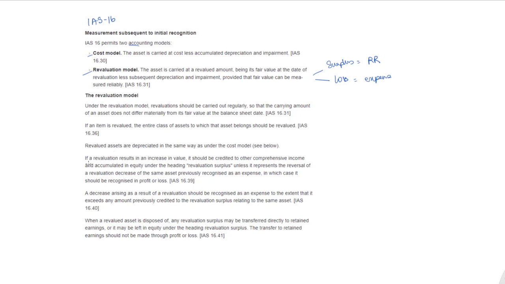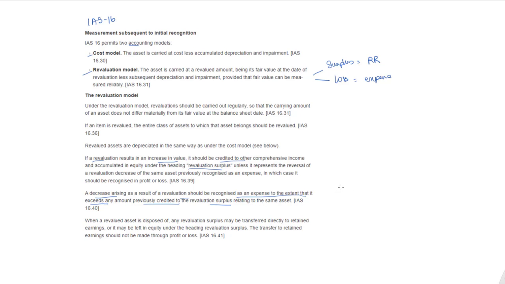Where does it say that? See, if a revaluation results in an increase in value, it should be credited to revaluation surplus. A decrease arising as a result of revaluation should be recognized as an expense to the extent it exceeds any amount previously credited to revaluation reserve. Basically, whatever credit you have in the revaluation reserve, you can adjust against the loss, and any loss that exceeds that should be recorded as an expense. So this is what I was trying to tell you.